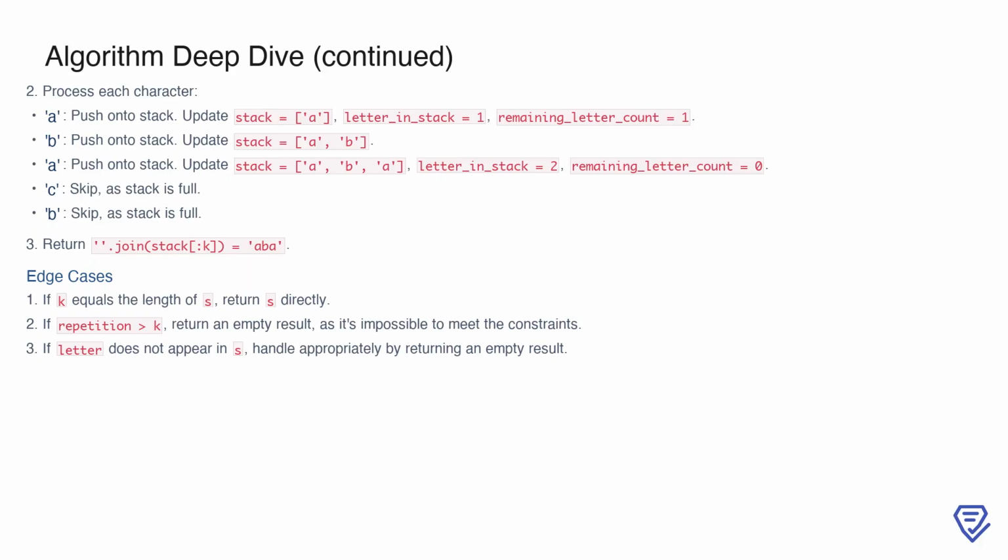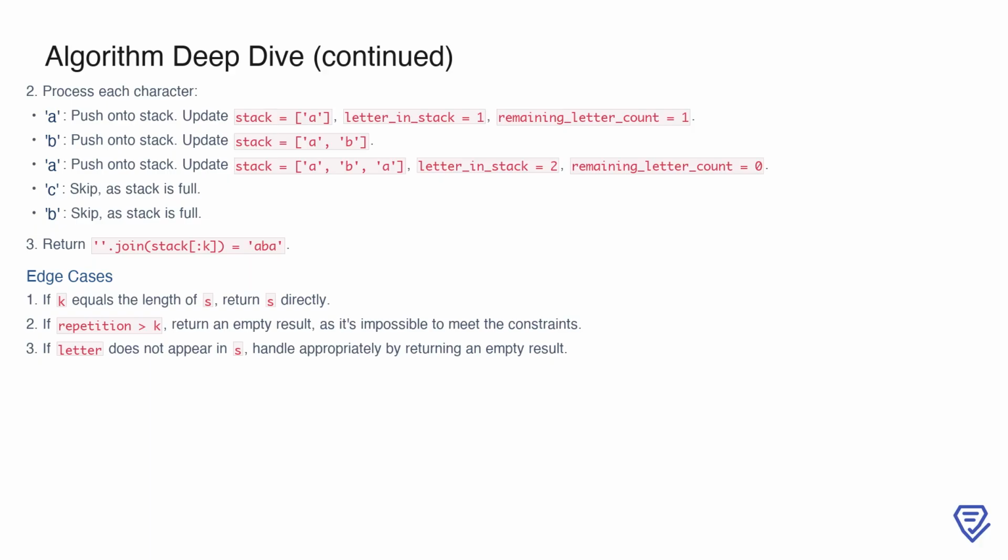The first character is a, so we push it onto the stack, update the stack to a, increment letter_in_stack to 1, and decrement remaining_letter_count to 1. The next character is b, which is pushed onto the stack, resulting in a, b. The third character is another a. Since the stack size is still less than k, we push it onto the stack, update the stack to a, b, a, increment letter_in_stack to 2, and decrement remaining_letter_count to 0.